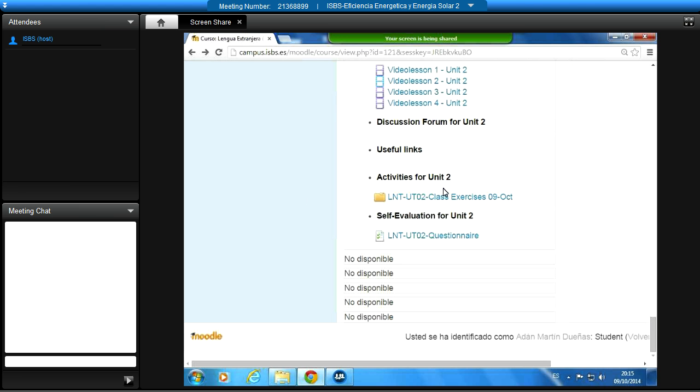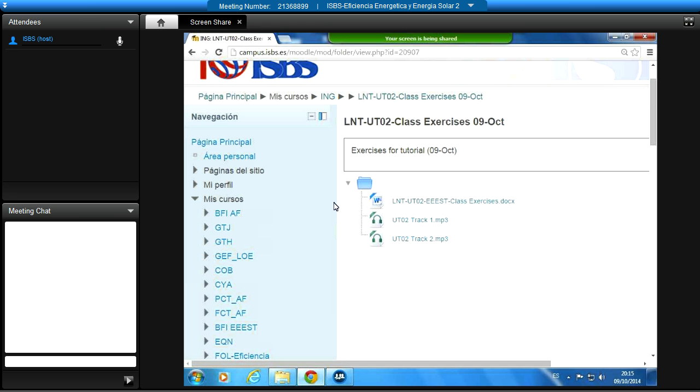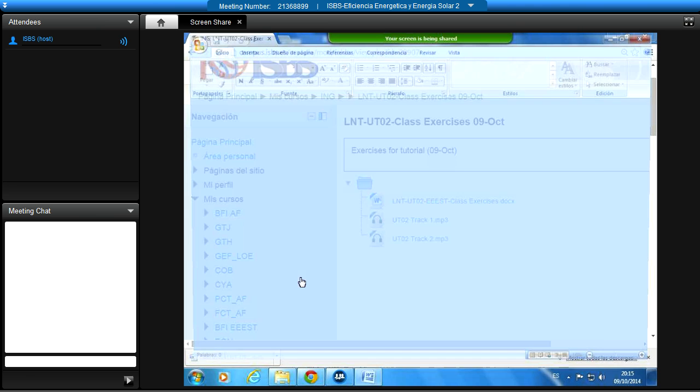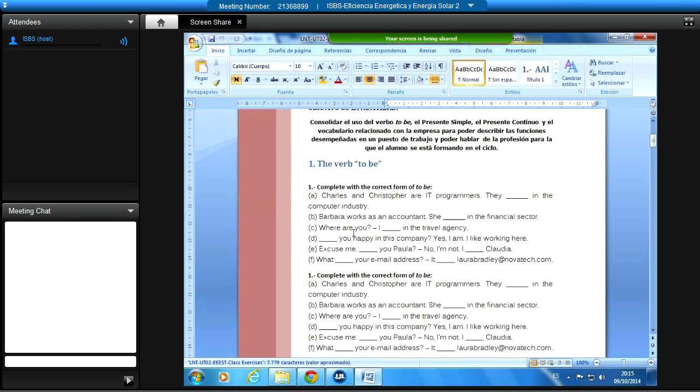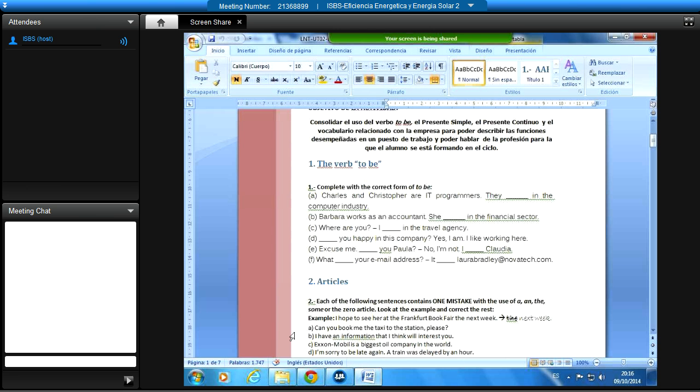So what we are going to do here in class is the class exercises. So could you please download, open the folder, and there are 3 files. A document with the activities and then 2 more MP3 for the listening. We will do some listenings here as well, okay? So let us open this one. And we are going to do, okay, this one is easy.